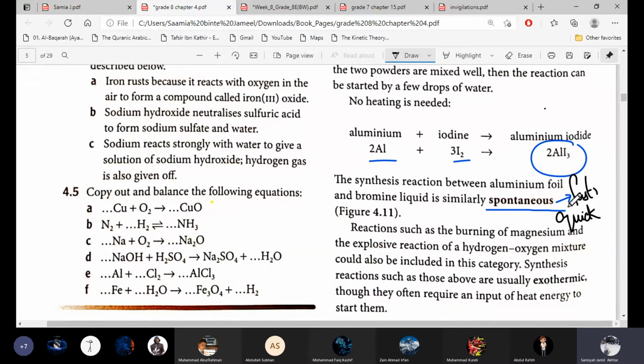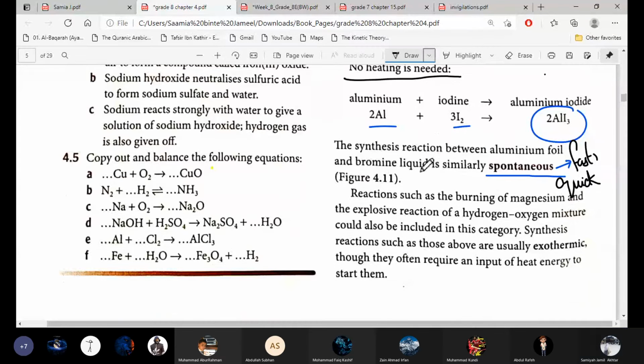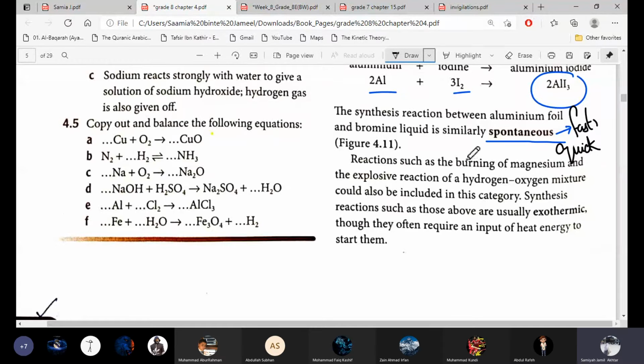So this reaction is also spontaneous. It means it does not require any external force. Some of the synthesis reactions, like iron sulfide, need heat for the reaction, but the reaction between aluminium and these halogens is so fast and so quick that it does not require any heating. It will produce heat, so it's exothermic, but the start is not endothermic, so no heating is needed. It's spontaneous.